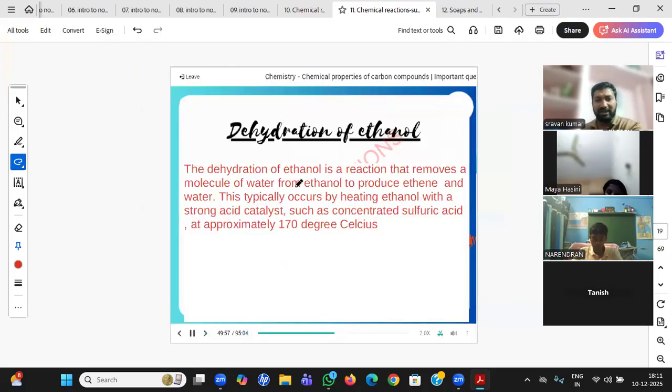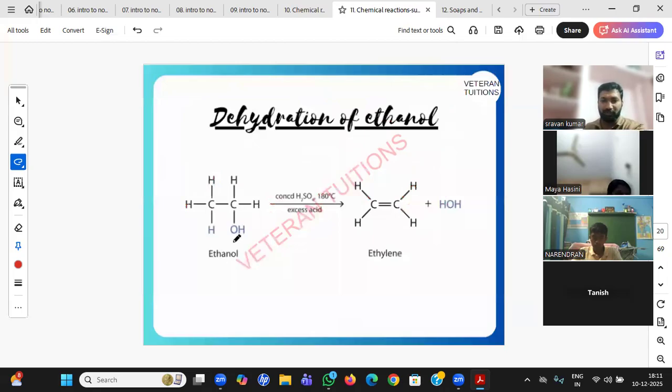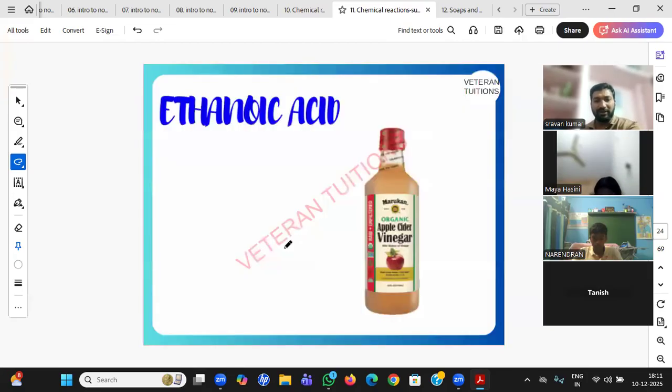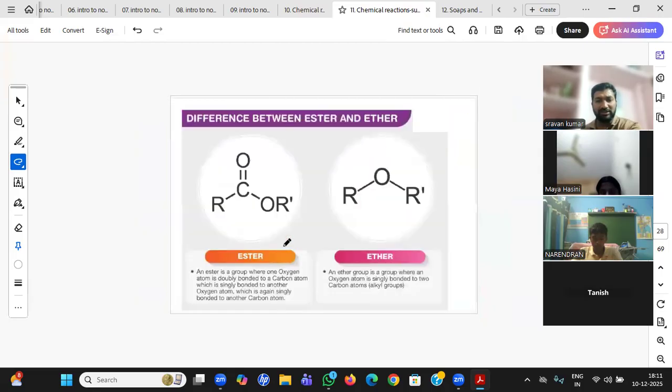Then we finally saw the dehydration of ethanol. From ethanol C2H5OH, if water is lost, water meaning H2O, then obviously the bonds have to be adjusted. Carbon has four bonds. That's the reason carbon has become a double bond. So alcohol is converted to ethene, or ethylene. That is the dehydration of ethanol.